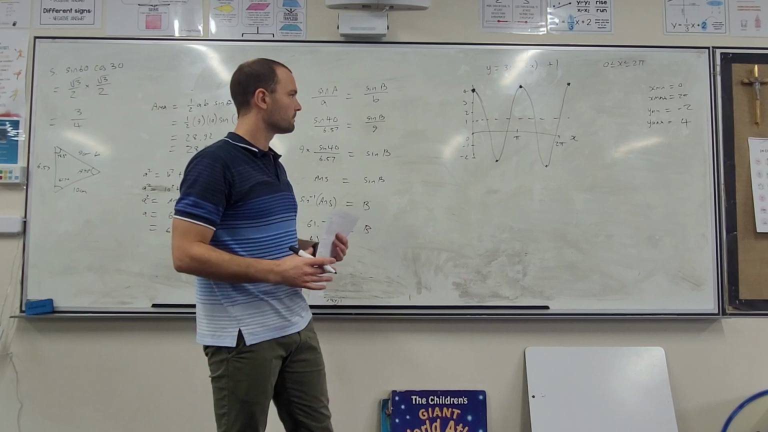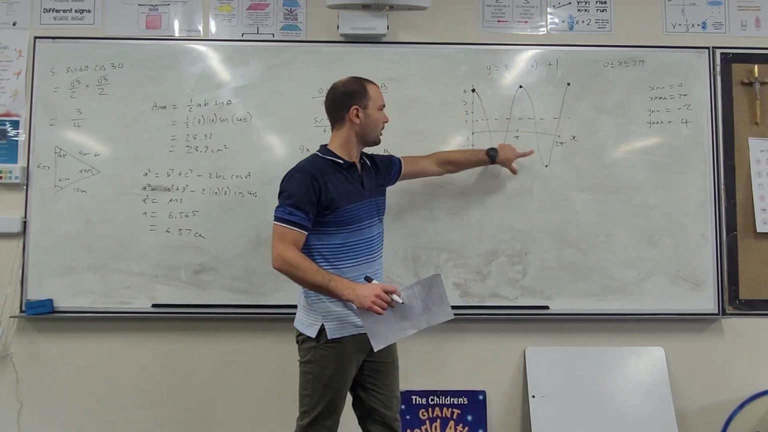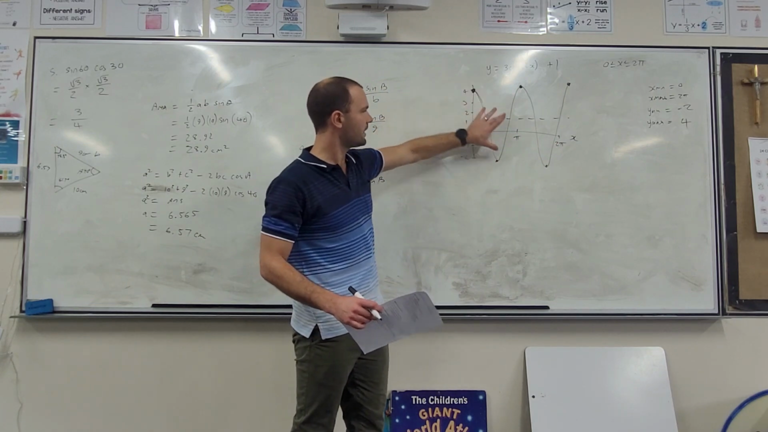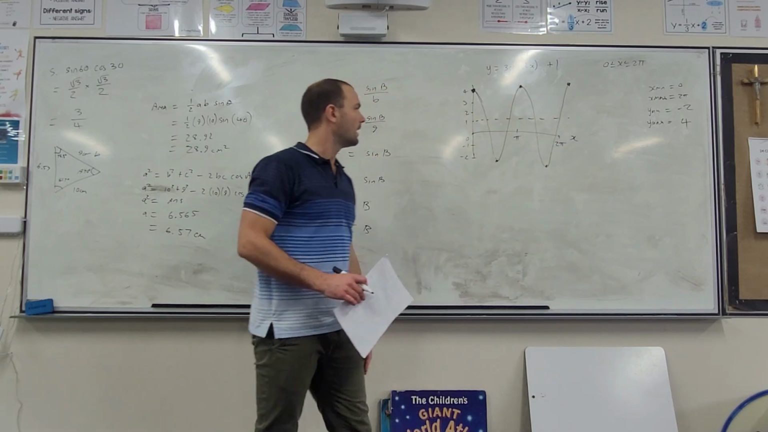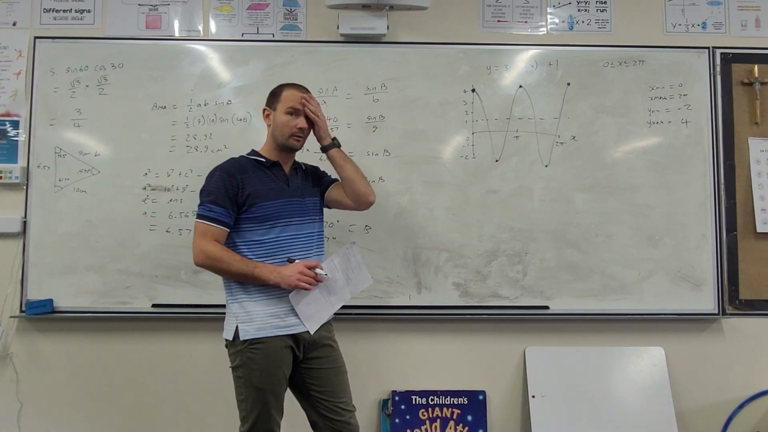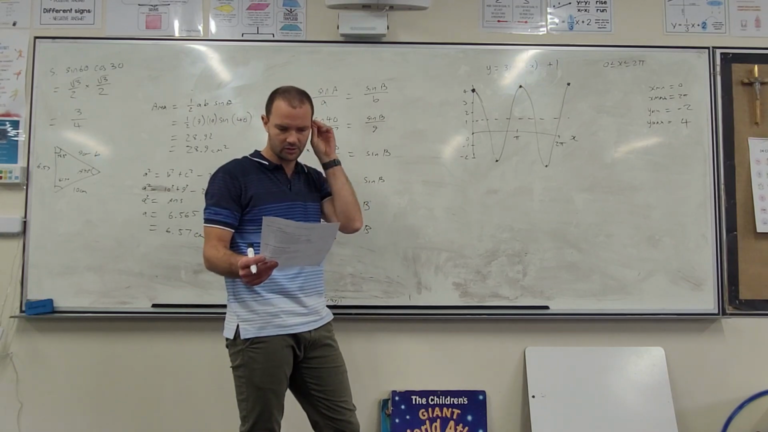All right, we can see we've got 2 wavelengths in 2 pi. We've got the amplitude, 3 units there, 3 units there. And we can get all of that from our calculator. All right, so that's for question 7.